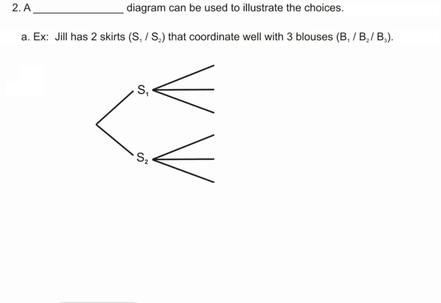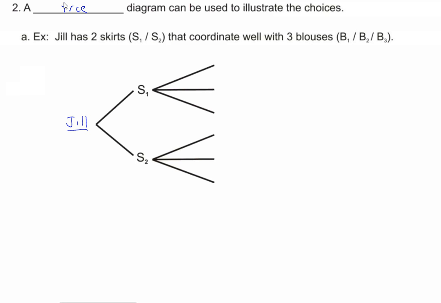All right, number 2. A tree diagram can be used to illustrate the choices. Now, like a lot of things in math, you got to pay attention to detail, and if you're going to mess up, it's going to be on the detail. So just notice a few things, and it'll make life easier. All right, so this is Jill, right? And she has 2 skirts. We call the first one skirt 1 and the second skirt 2. S sub 1 and S sub 2.